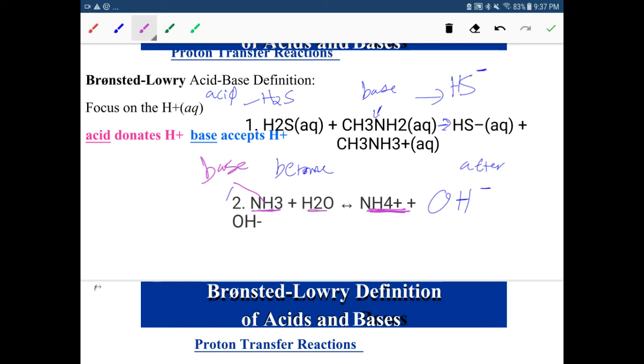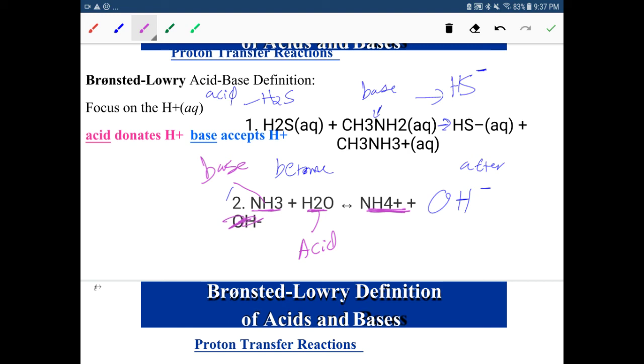H2O in the reactant side becomes OH minus in the product side. Right away, you will see that H2O lost an H. It donated an H. So since it donated the H, or lost the H, it's going to be the acid.